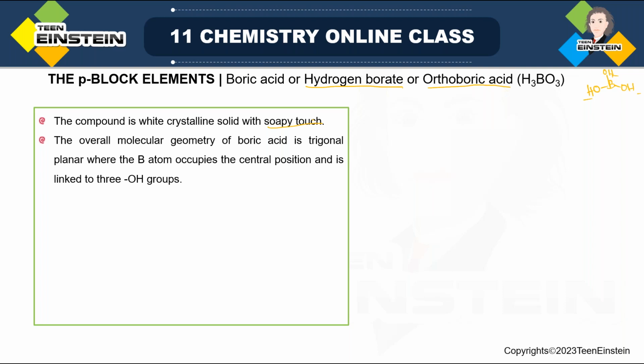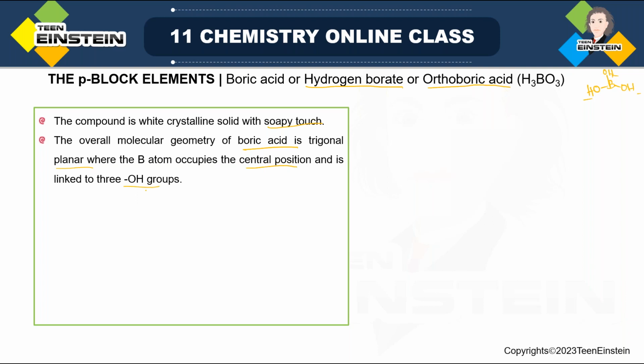Now, why we have this type of soapy feeling, we will also know that the overall molecular geometry of this acid is trigonal planar, which is clear from the structure as I have drawn. Here the boron, the central atom, and all the 3 OH groups are in the same plane. So it is trigonal planar. With respect to B, if you consider the geometry, it is trigonal planar. Boron is occupying the central position and linked to 3 OH groups.